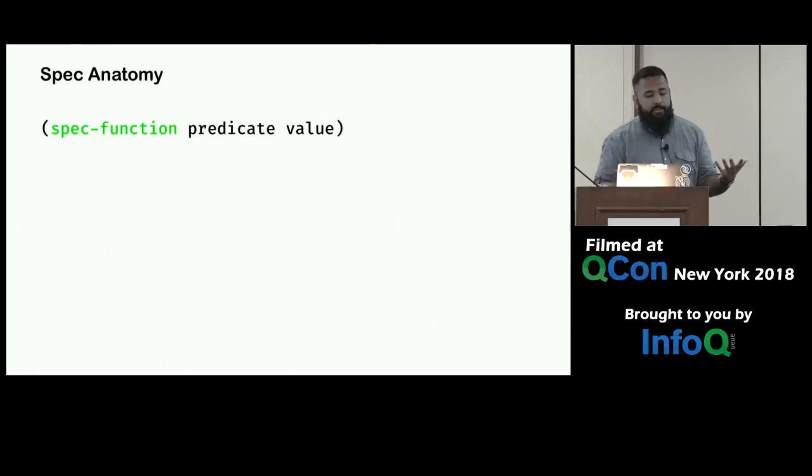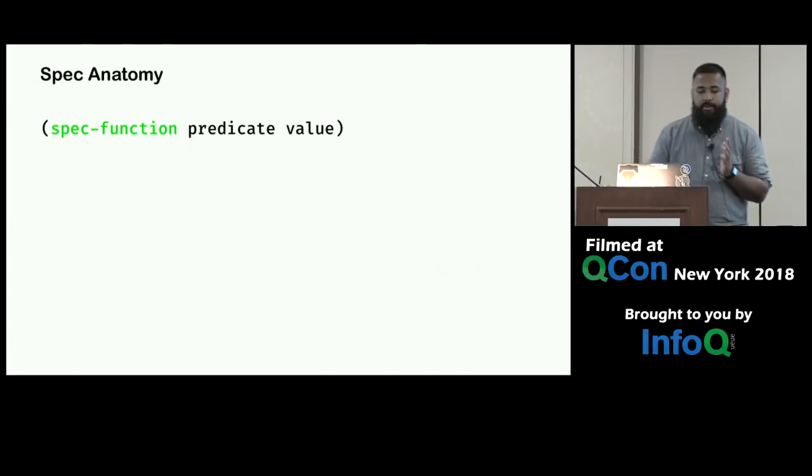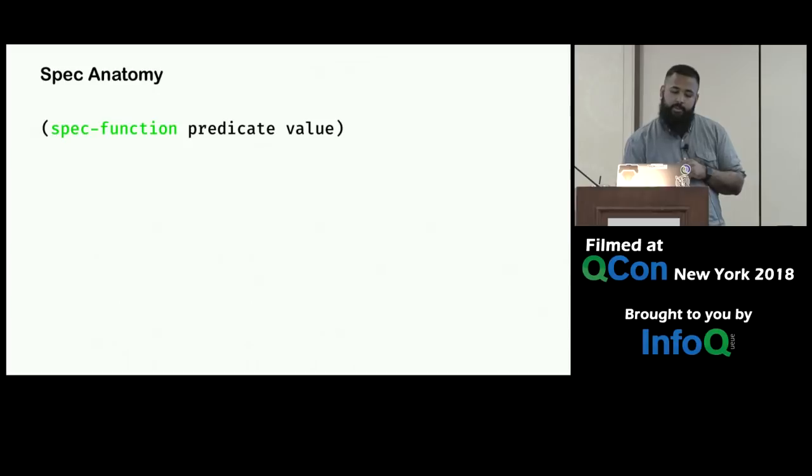So this is the anatomy of a spec. Similar to how we saw the list code earlier, there's a spec function, which is like valid. There's a predicate, and there's a value.